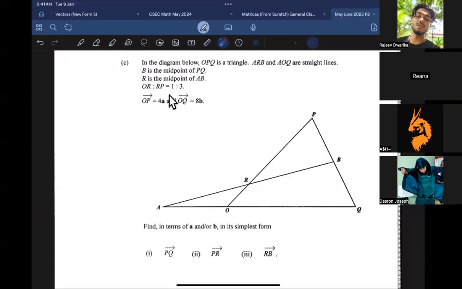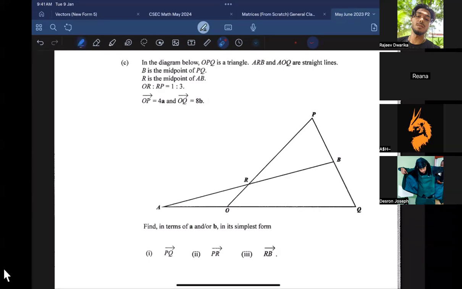So I want you to read the question. In the diagram below, OPQ is a triangle. ARB and AOQ are straight lines. B is the midpoint of PQ. R is the midpoint of AB. OR:RP equals 1:3. OP equals 4a and OQ equals 8b.